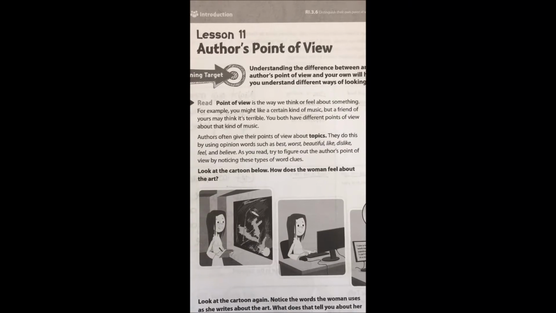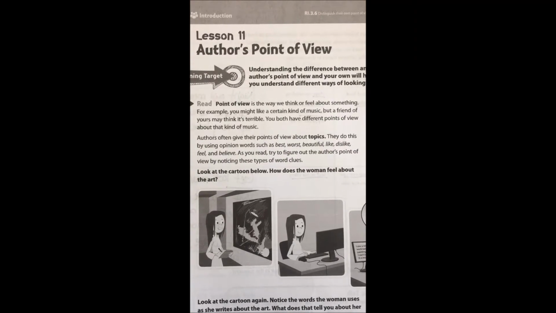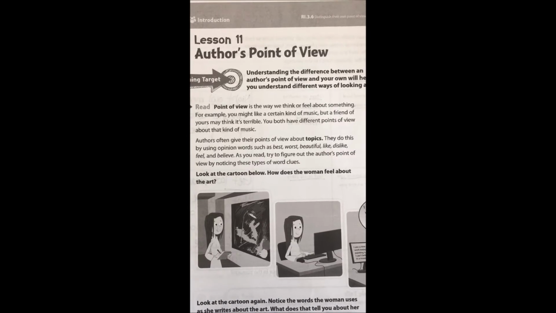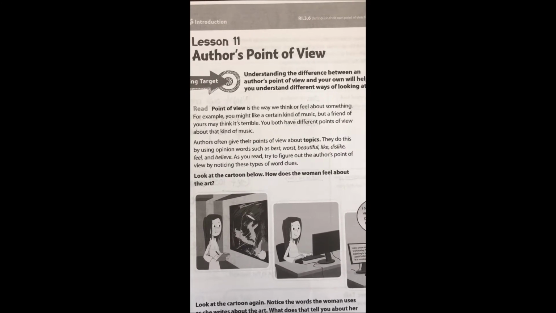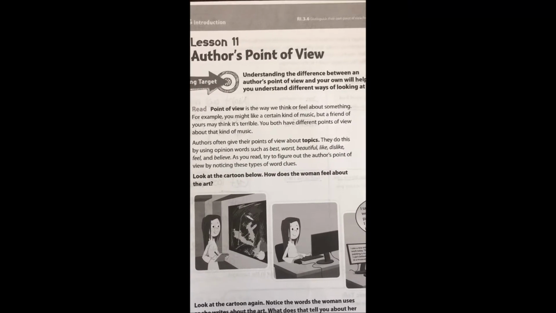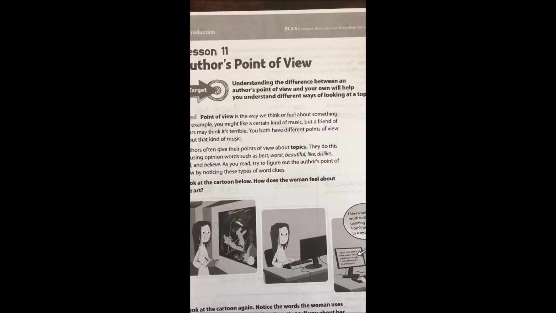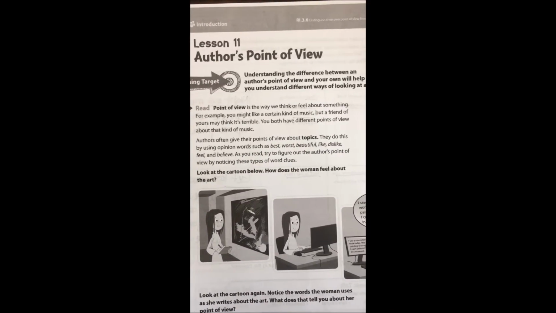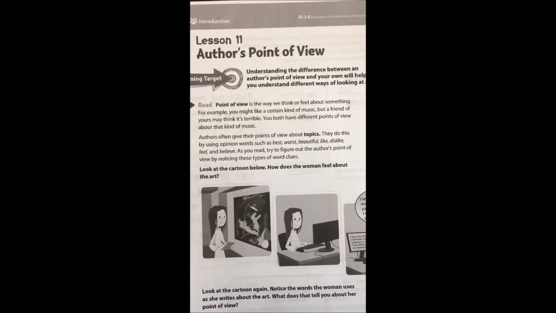You can look for emotion words, but we're going to focus right now on opinion words, such as best, worst, beautiful, like, dislike, feel, or believe. These are all those words and phrases that can help you to connect thoughts and feelings. And again, why do we do this? Because it helps you to understand your story more, helps you understand your author, their point of view, their purpose, and helps you understand your characters.